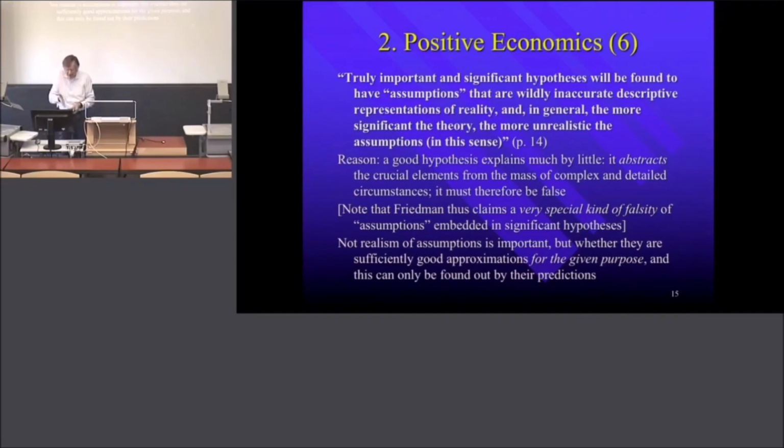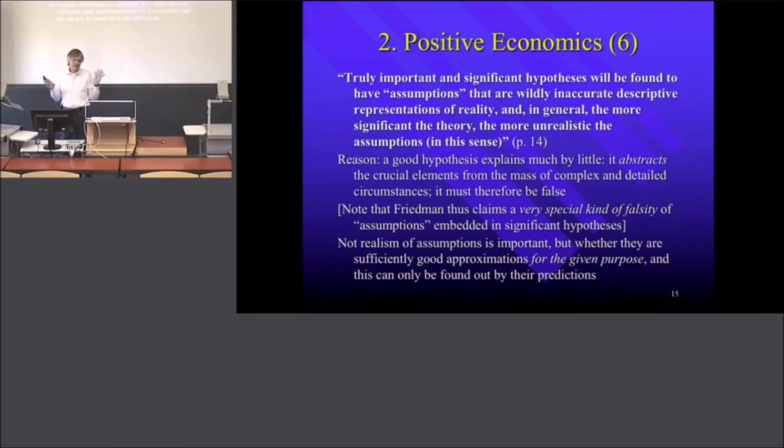Now, what he says there then, in continuing, why is that so? Not the realism of the assumptions is important, not whether they are good descriptions of reality. That's not so important. What is much more important is whether they are sufficiently good approximations for the given purpose, right? In a particular situation, for a particular class of problems. This is very important. Friedman is always talking about comparatively small theories, about a certain range of phenomena, not about all phenomena together, but a comparatively small domain, and therefore for the given purpose, these abstractions must be sufficiently good approximations. And then the question is, how can you find out whether they are sufficiently good approximations? This can only be found out by their predictions.